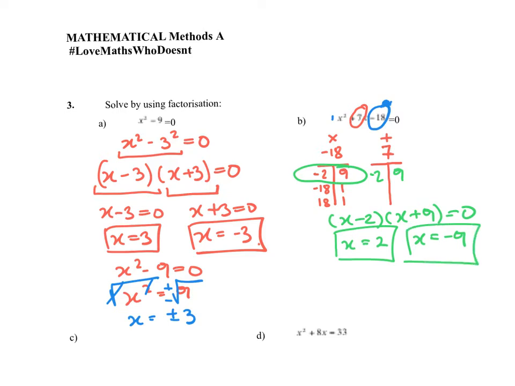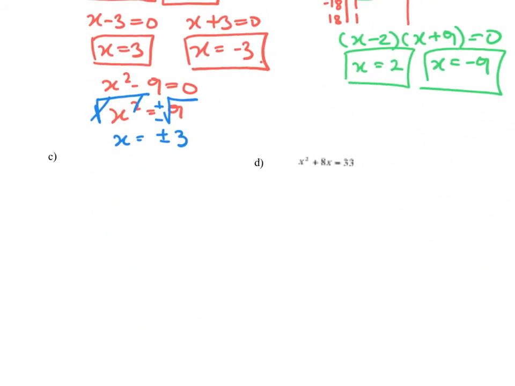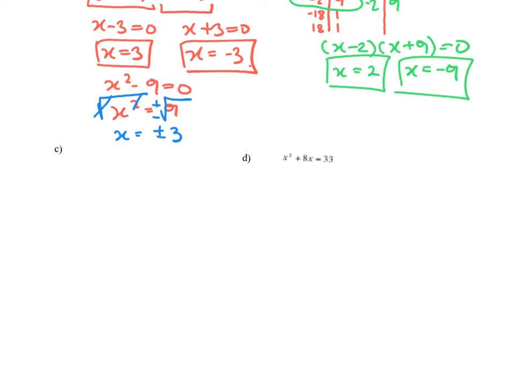Okay, let's move on to part C. I don't know why, but question C is not here. So I'm just going to have a look at what question C actually is and write it down. Negative x to the power of 2 negative x plus 6 equal to 0. So let's solve this one.